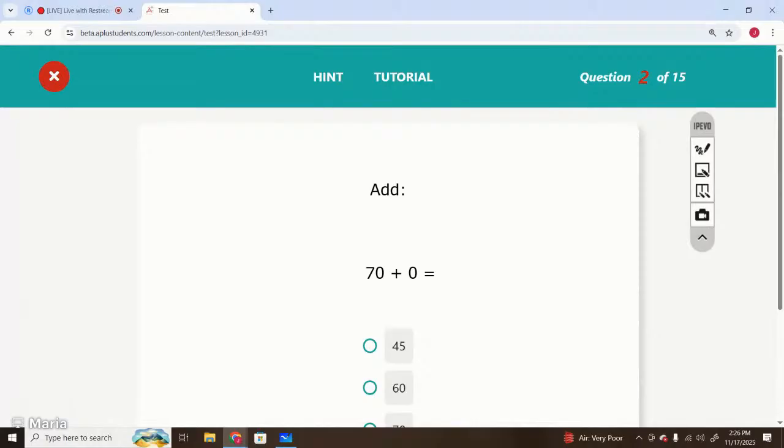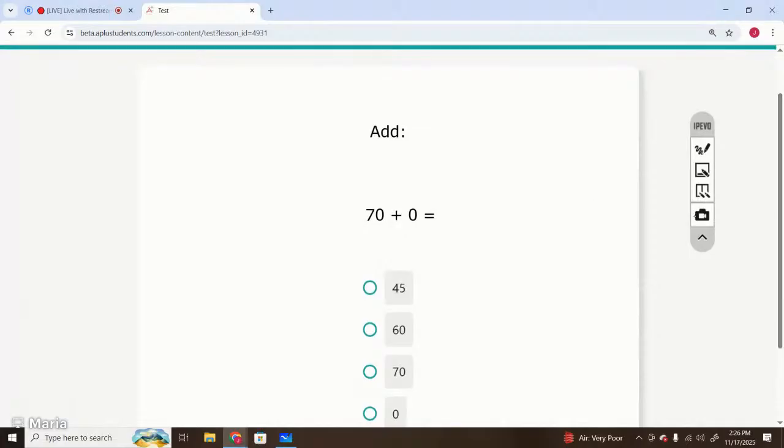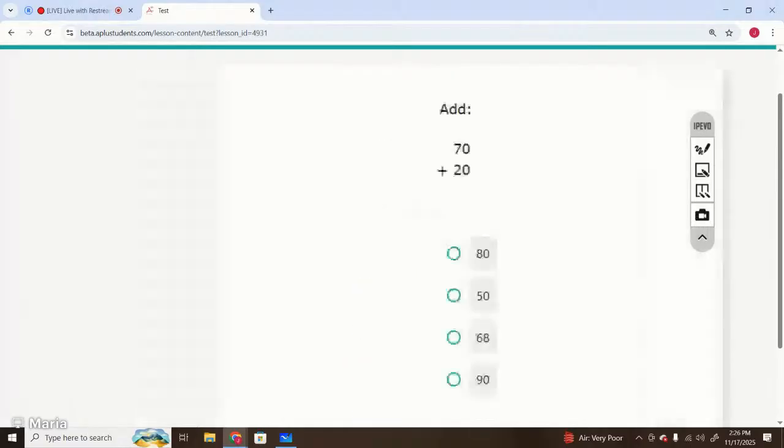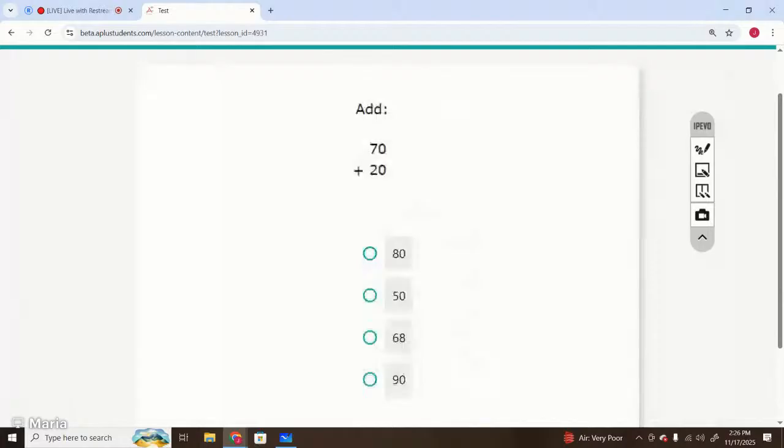Add 70 plus 0. Adding 0 to 70 means the number stays the same. 70 plus 0 is 70. Option number 3 is the correct option.